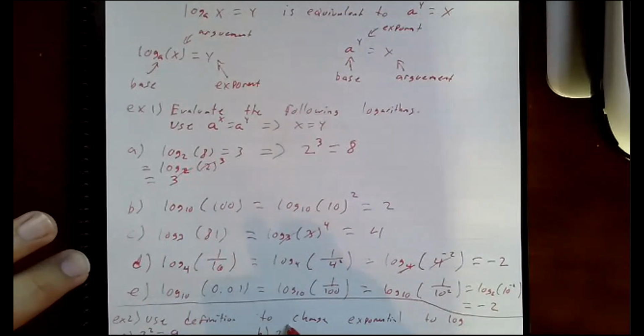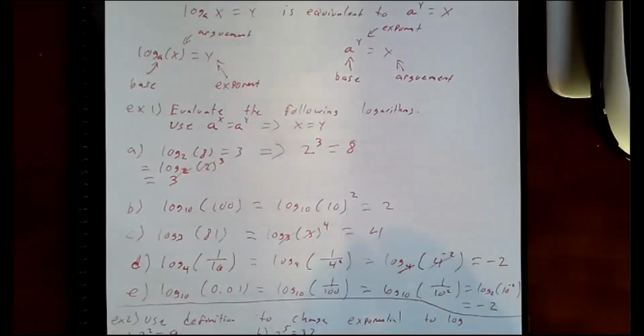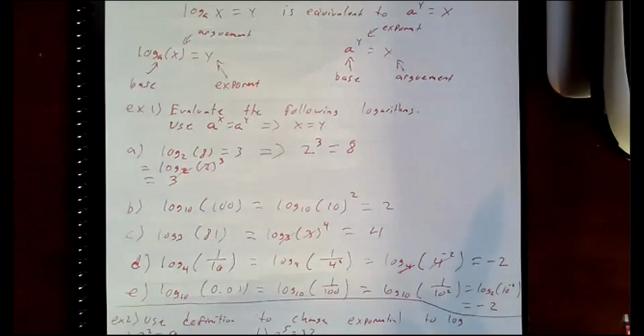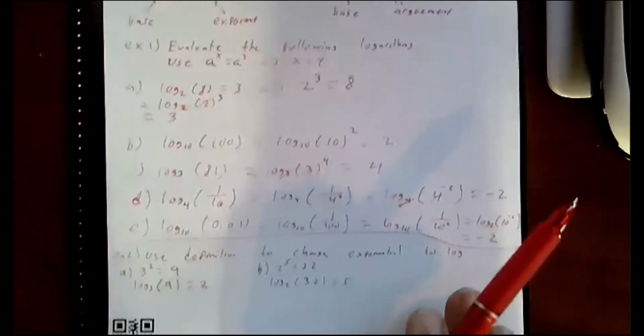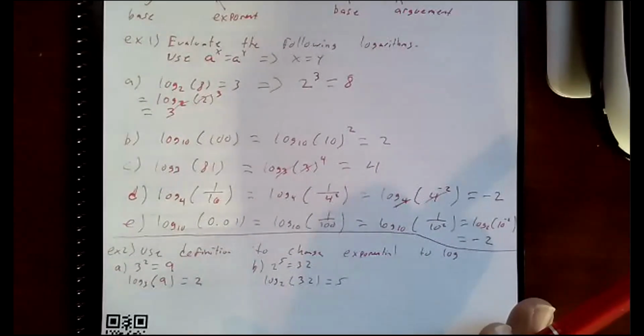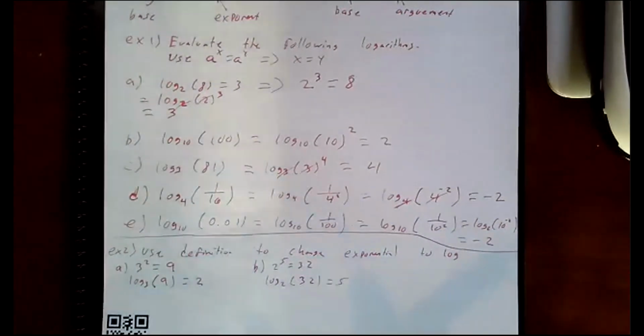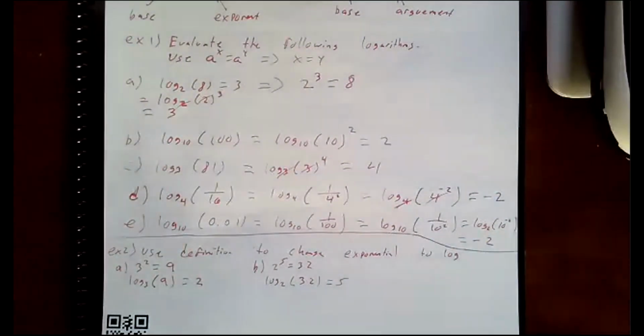So 2 to the 5th equals 32. The log form would be log base 2 of 32, which is equal to 5, using this definition from the beginning. Okay? All right. You guys okay on example 1 and 2 so far?